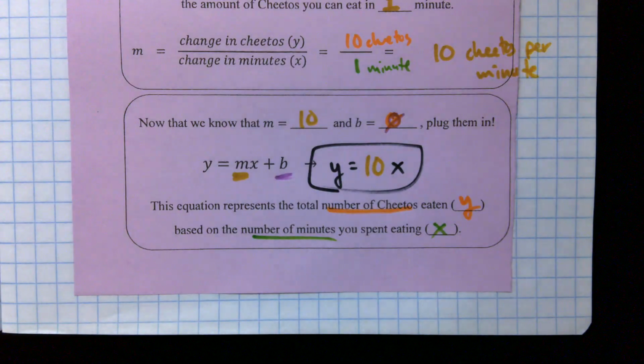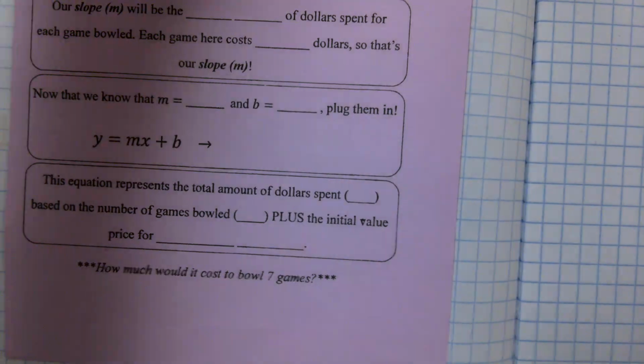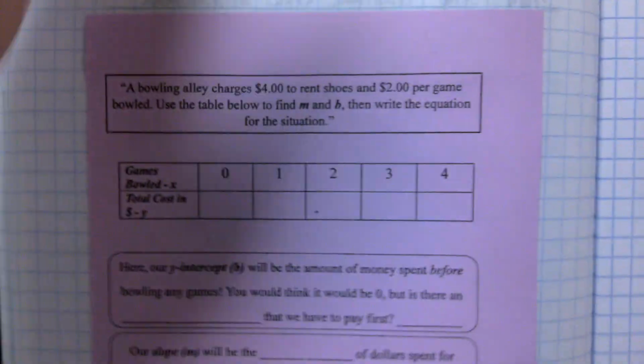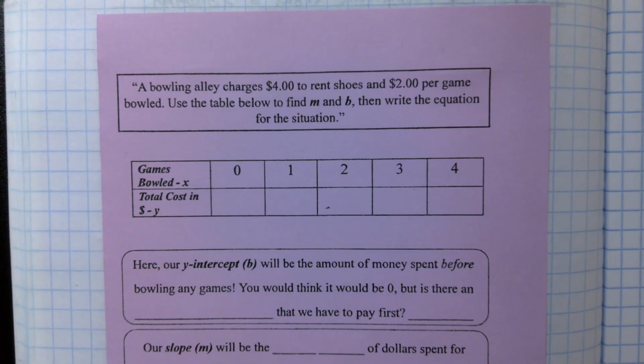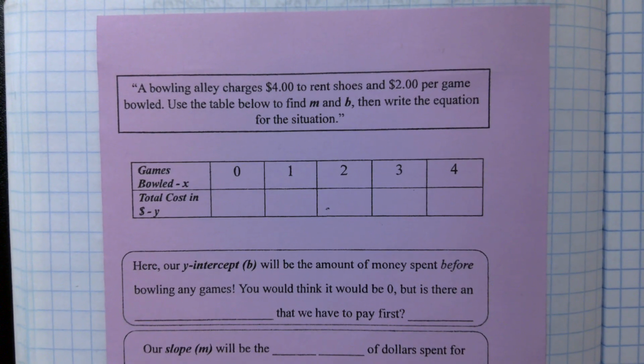All right. So we were talking about Cheetos in the last problem. What's the context of this next problem? Money. Good. Money where? Read the little box at the top. What are we talking about? Bowling alley. Talking about a bowling alley.